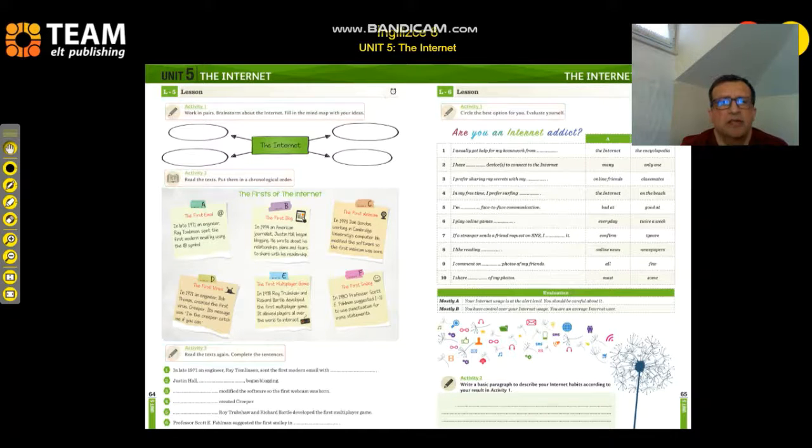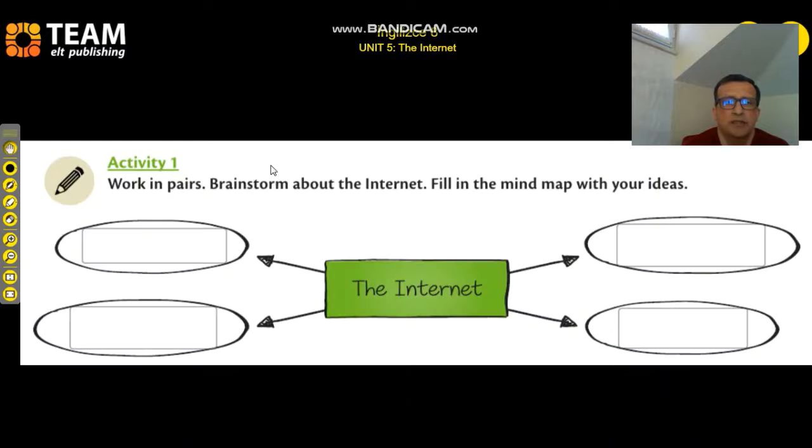Let's start. Okay, here there is an activity. In this activity, work in pairs, brainstorm about the Internet, fill in the mind map with your ideas. Mind map means zihin haritası. So, here you are expected to write some specific words about internet. Try to remember some words from our second unit or first unit and add some vocabulary here.